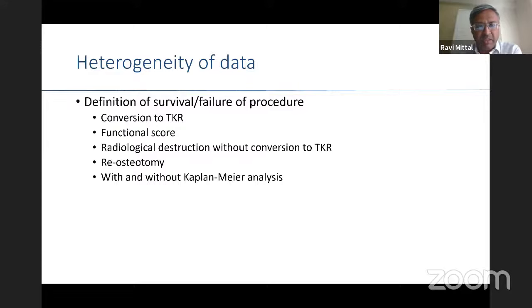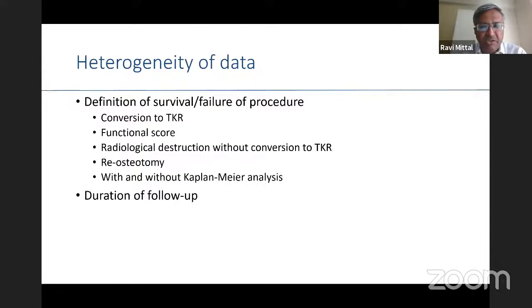When we look at the data in the literature, there is a lot of heterogeneity in it. People have used different definitions for survival or failure of the procedure. Some have used conversion to knee replacement as the endpoint. Some have used a predetermined functional score, and when the score falls below that level, it's a failure. Some have used radiological destruction without conversion to TKR as the endpoint. Some have used re-osteotomy as the failure of the index procedure. And all these endpoints have been used with and without Kaplan-Meier analysis. So there's a lot of difference and heterogeneity in the data.